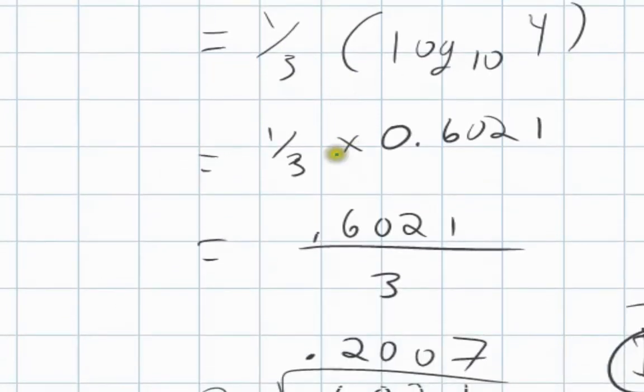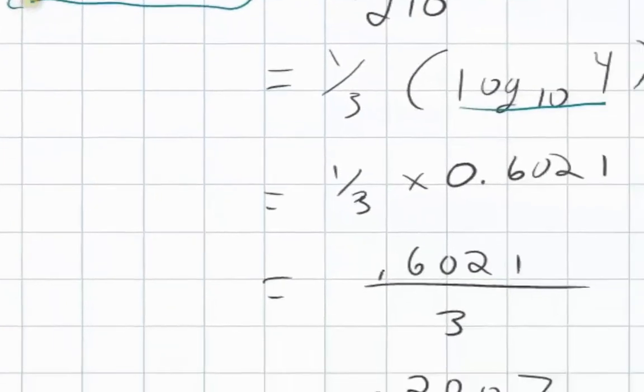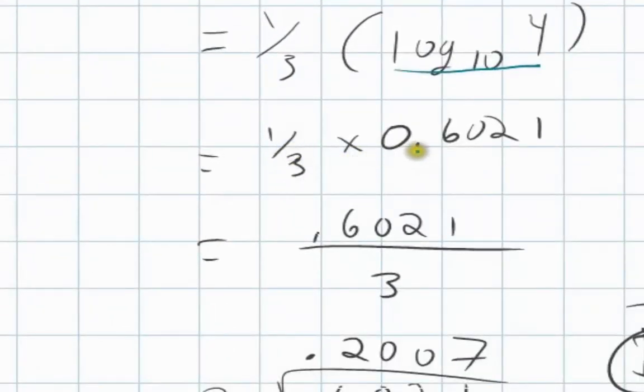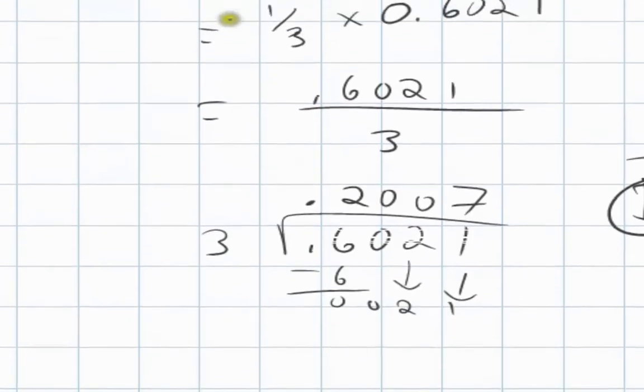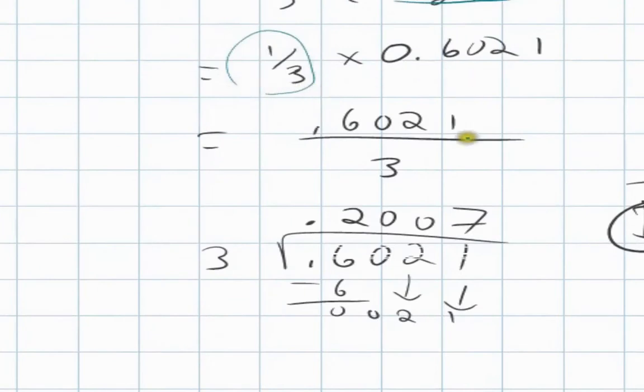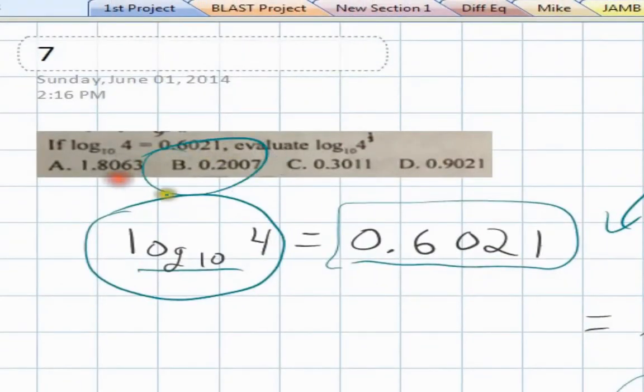So the next step would be to recognize this part as this. That means I can replace it with this. So that's what I did. Now I said 1/3 times 0.6021. So then what I did from there was I said that multiplying by this fraction is the same as dividing by 3. So I did some long division, and I found that 0.6021 divided by 3 is 0.2007, which matches your option for answer B.